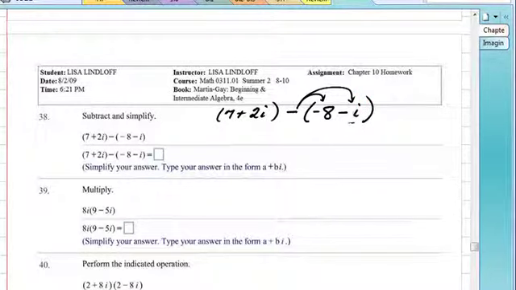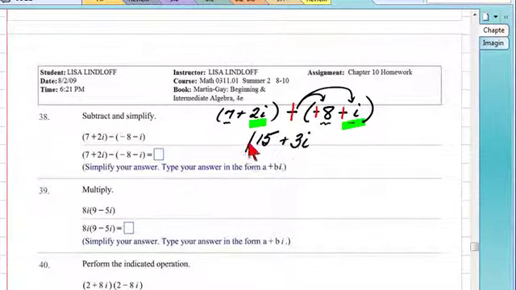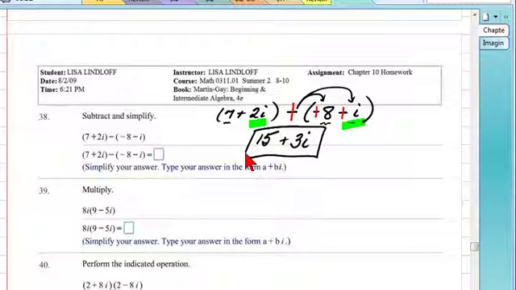Now, I'm going to change it, and you might want to watch. I'm going to change it in red. I'm going to say this is the same as add, opposite, opposite. So you're adding the opposite of the second one. Now it's an addition problem. Add the real parts. 7 plus 8 is 15. Add the imaginary parts. 2i plus an implied 1i is 3i. And there we go. Is everybody okay with that? Same thing you did with polynomials.